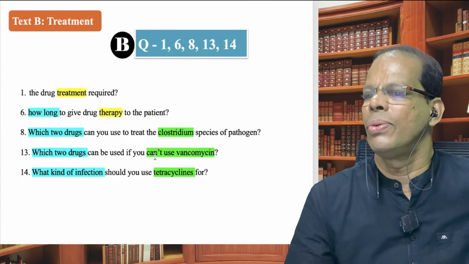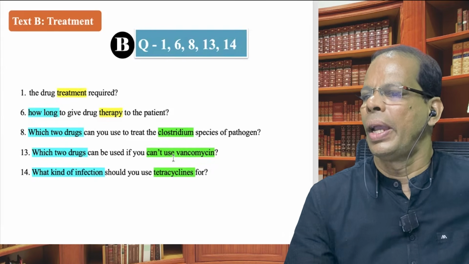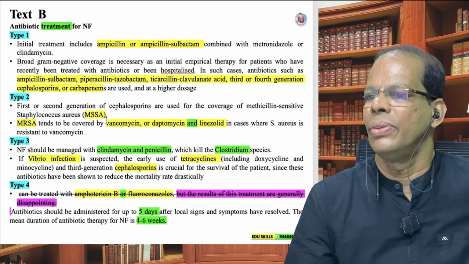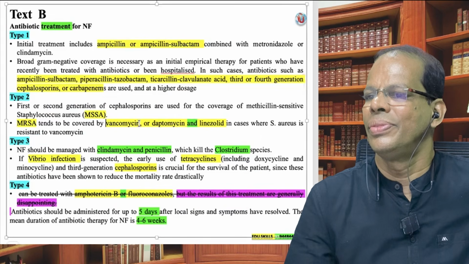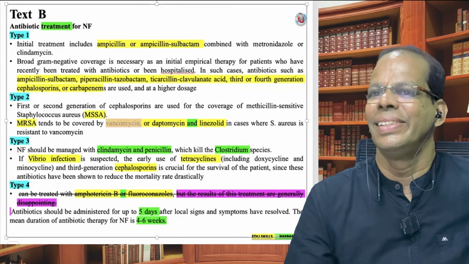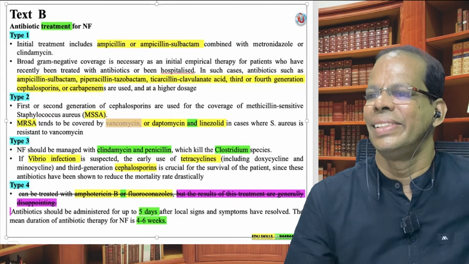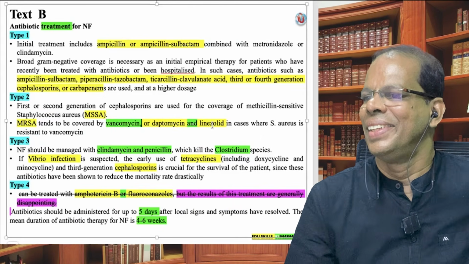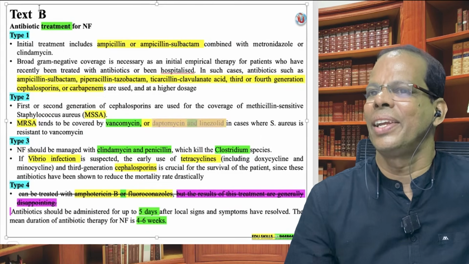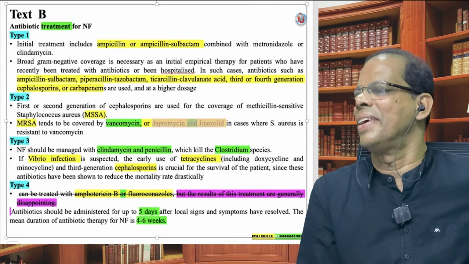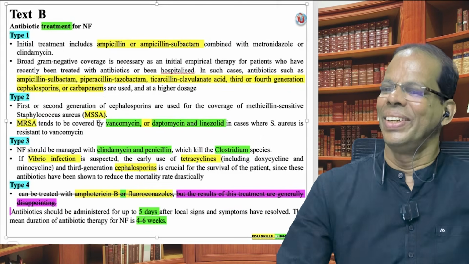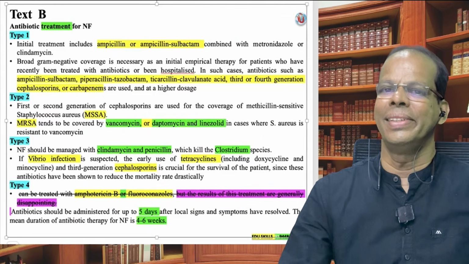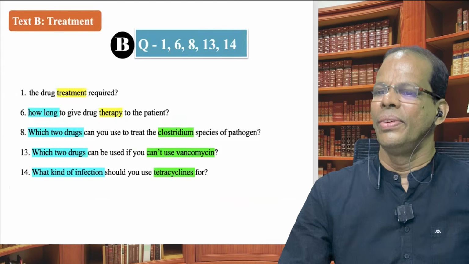So again, 13. Which 2 drugs can be used if you can't use vancomycin? So look for vancomycin. We have highlighted it here. Daptomycin and linezolid. Again, if there is a conjunction, that should be the answer. So many medicine names are given, but wherever there is a conjunction, that is the right answer. But here there was an "or" conjunction, but that was a negative expression, so we eliminated it. How beautiful.